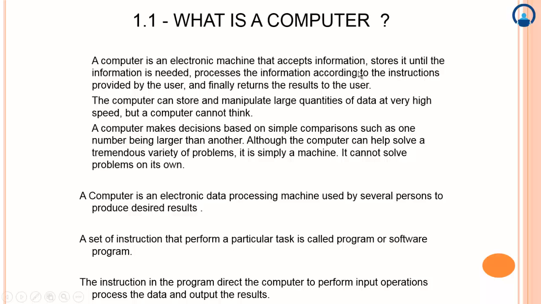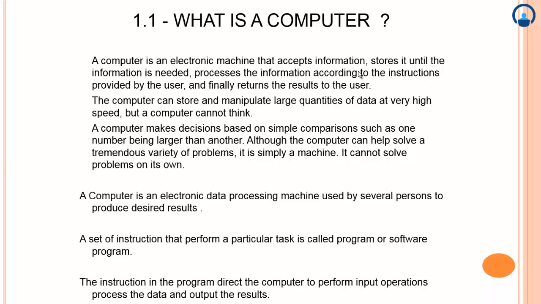Basically, what is computer? It's just an electronic machine that accepts information which is given by the user, and it stores this information, and according to that information it gives instruction to the computer and finally gives result to the user. The computer can store and manipulate large quantities of data at very high speed, but the thing is that we have to give instruction to the computer. Computer cannot think. It's not a human being. It can only process the data according to how the user is giving data to the computer.